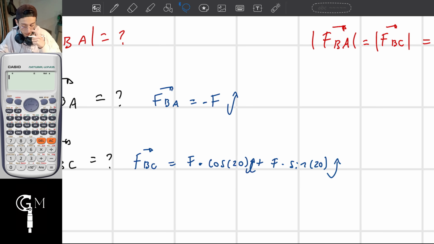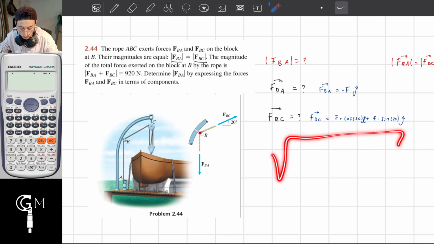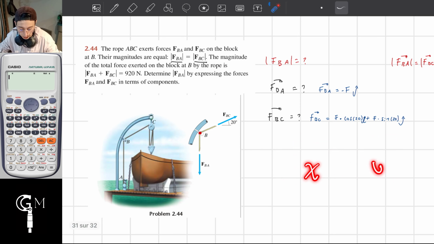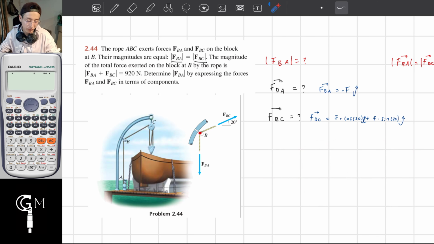Now we will use the second statement. FBA plus FBC equals 920 newtons. How can you determine the magnitude of a vector? By using the Pythagoras theorem. Remember the one that is square root square, and you just have to take into consideration the x component and the y component squared, and take the summatory between those two, and the square root of that is equal to the magnitude of the vector.